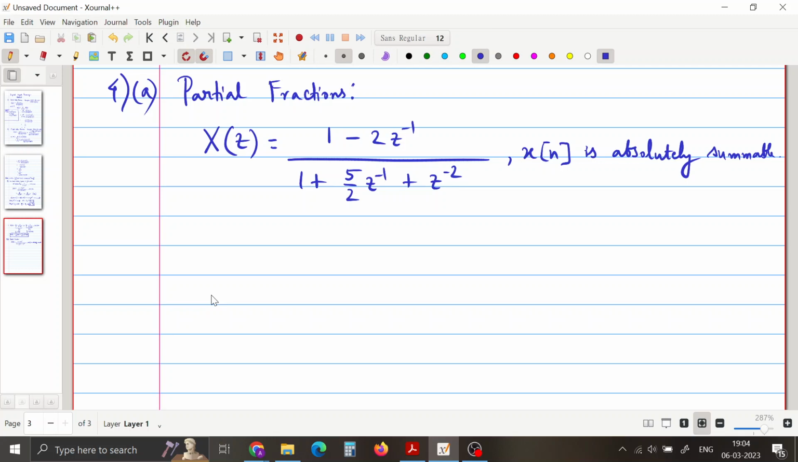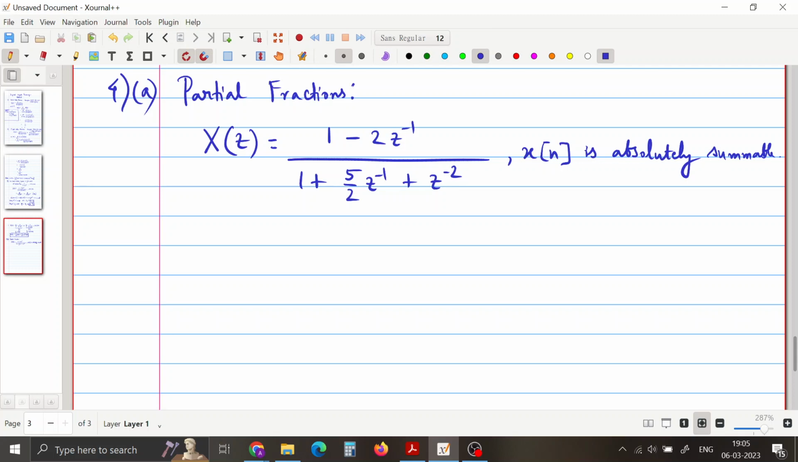Let's factorize the denominator so that we can then use our partial fraction method and write it as we wrote for the previous problem, a divided by the first term plus b divided by the second term, second pole, and then we find the values of a and b. So how do we factorize the denominator here? 5 by 2 times z inverse is sitting in the middle. So 5 by 2 can be written as 2 plus half, and if you multiply 2 and half, we get 1. Here the first constant term is 1, and the coefficient of z inverse is also 1. Their product is 1, and 2 and half, their product is also 1.